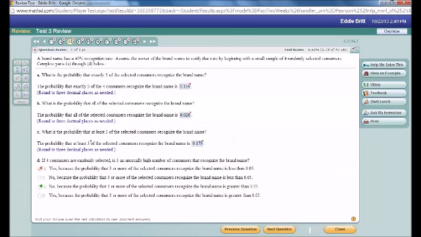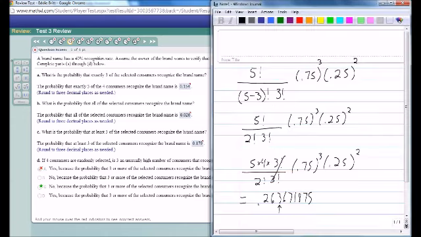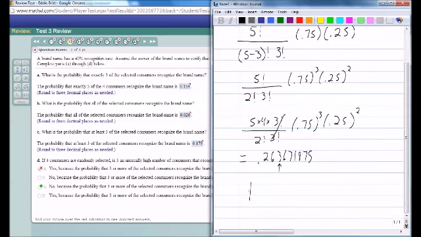Alright, what is the probability that at least 3? What does at least 3 mean? At least 3 means 3 or 4, right? If there are only 4, and we want to know the probability that at least 3 of them recognize the brand, then I'm going to have to say the probability of 3 plus the probability of 4. So take the answer from part A, that was the probability of exactly 3, and take the answer from part B, that was the probability of exactly 4, and add those together, and that'll give you what we have here in C.